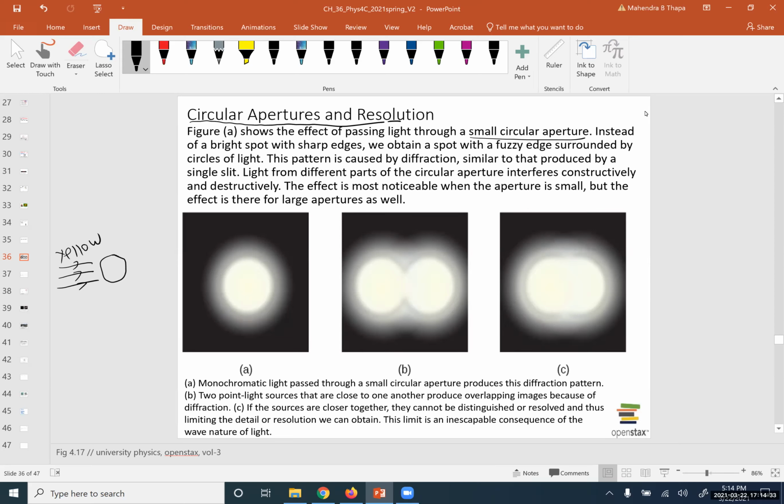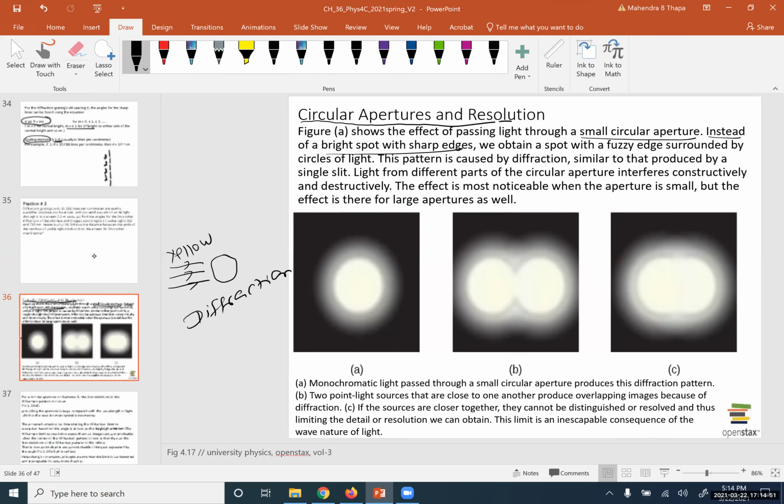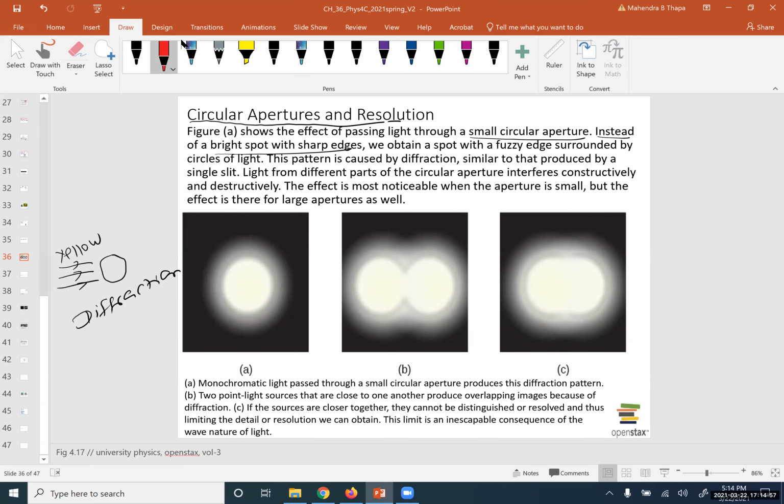So the point is, instead of a bright spot with a sharp edge, we are not getting this. Because of this diffraction phenomenon, we'll see that the image is not sharp. So we get a spot with this kind of fuzzy edge. This happens because of this diffraction phenomenon.